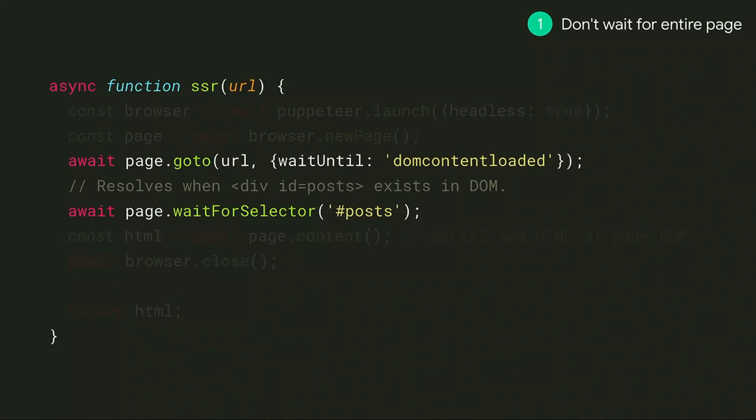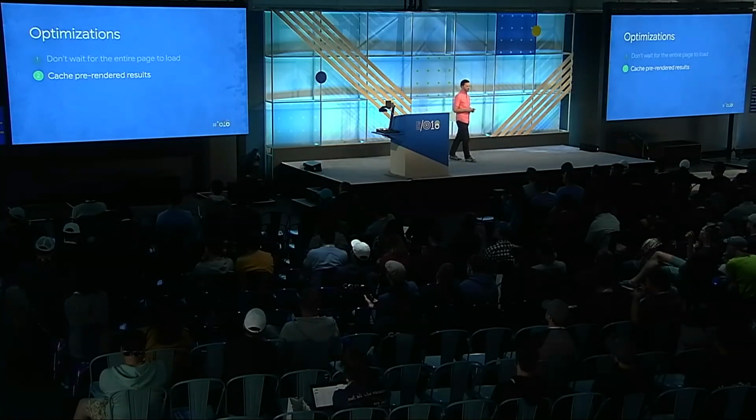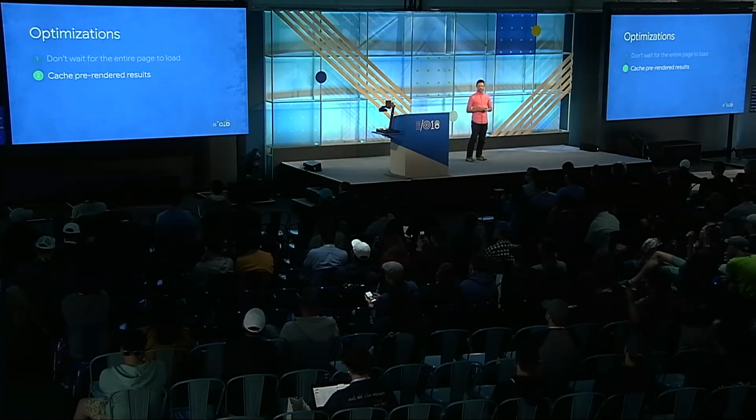So we're kind of catering this server-side render method to the app, but we're actually speeding up the pre-rendering process by doing that, so it's not waiting for the entire page to load. Number two is to cache pre-rendered results. This is kind of an obvious one, and this speeds up things quite a bit.